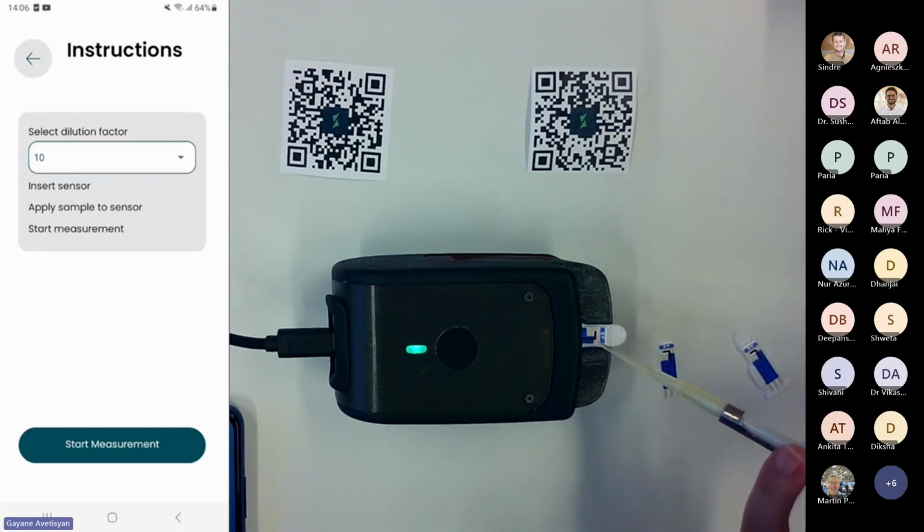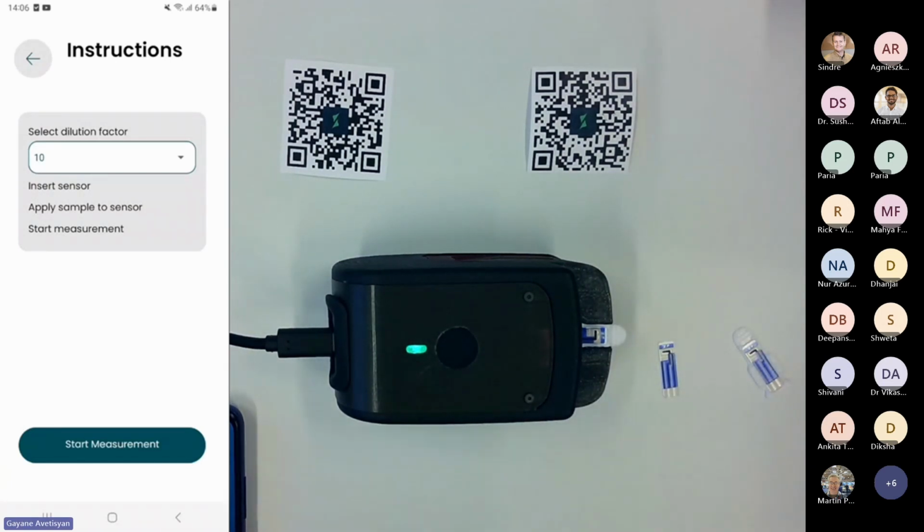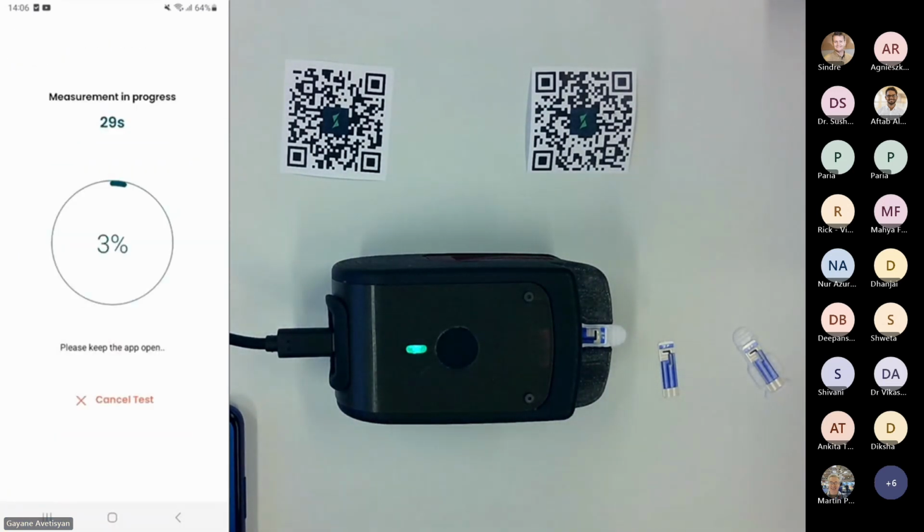And I will be careful not to touch the electrodes. If there are bubbles, I will try to get rid of them. Yeah, and it's ready. Let's start the measure.